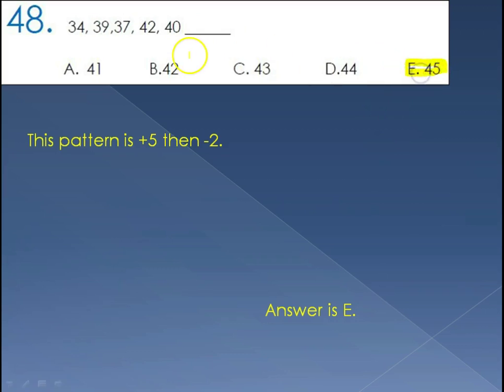So I'd always write up here what it is. So here it would be plus 5, and I'd write plus 5 here. 39 to 37, minus 2, I'd write minus 2 there. 37 to 42, plus 5. 42 to 40, minus 2. That's the way I would write it.